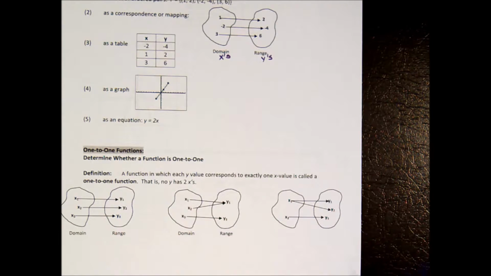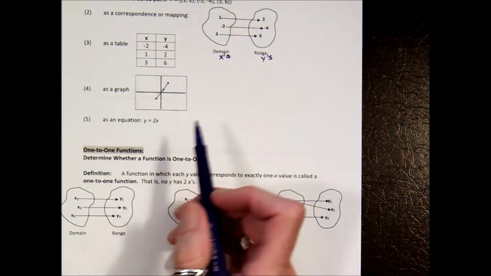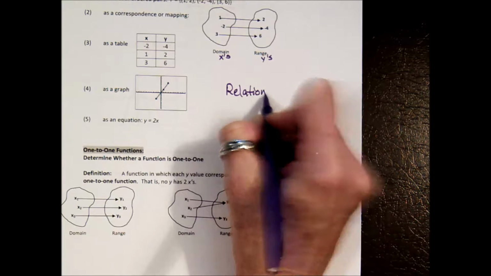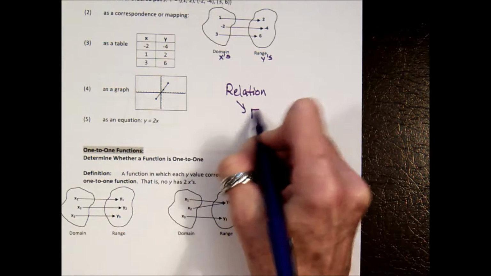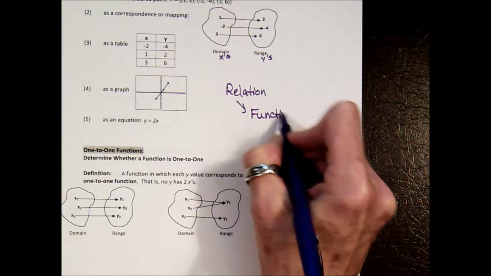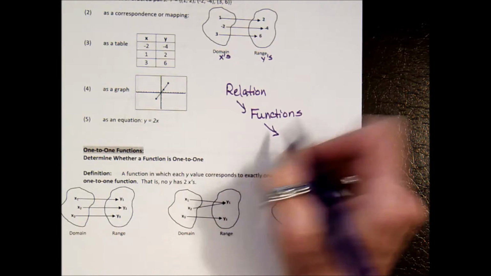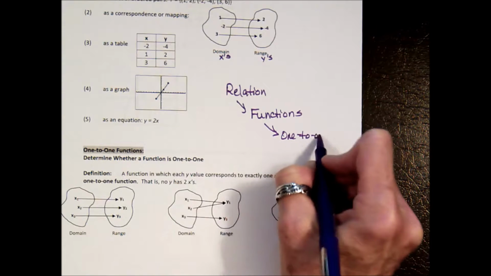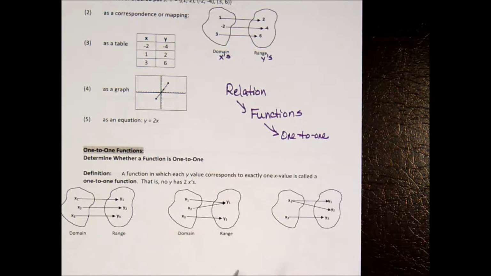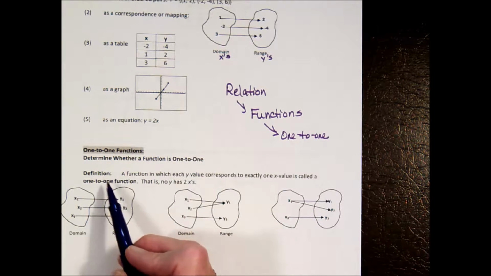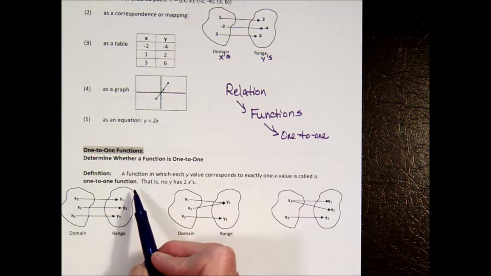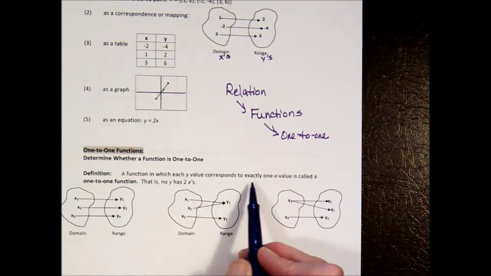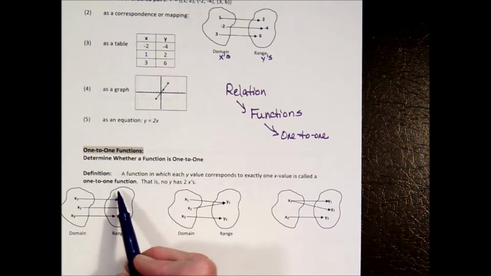And let's first remember that a function is a unique kind of relation. So you have a relation, and then under that, you have special kinds of relations which are called functions. And under that, we have special kinds of functions that are said to be one-to-one. And that's what we're going to look at right now. So to define a function as one-to-one, it says a function in which each y value corresponds to exactly one x value is called one-to-one.